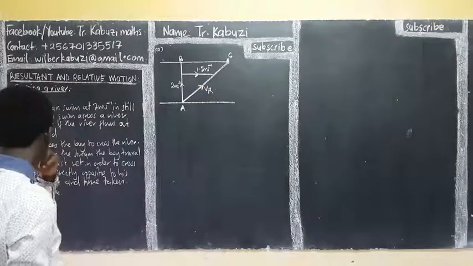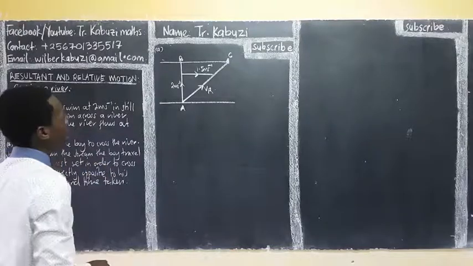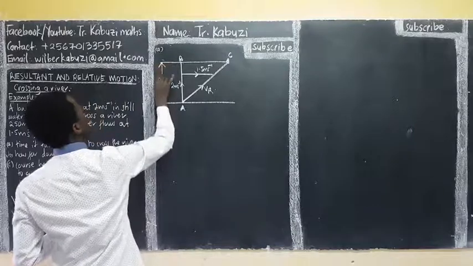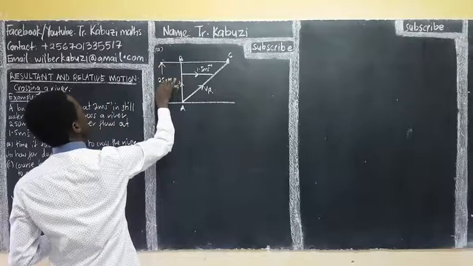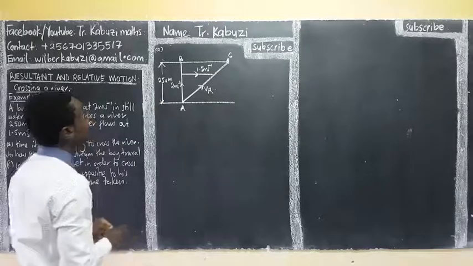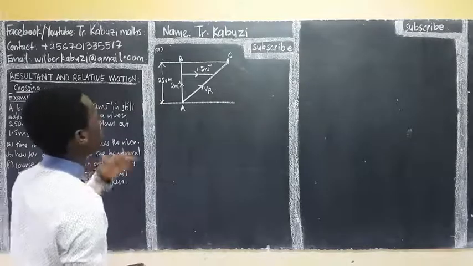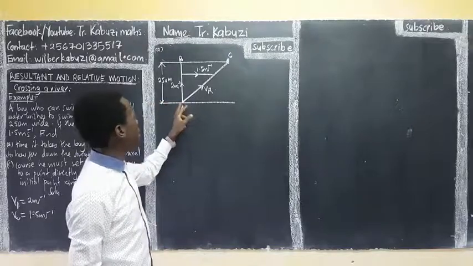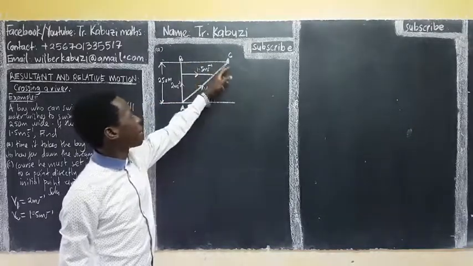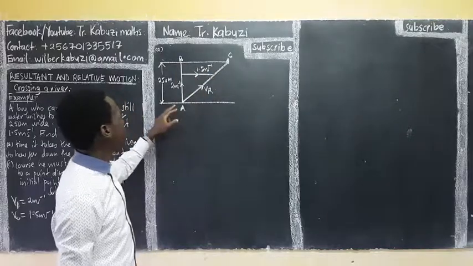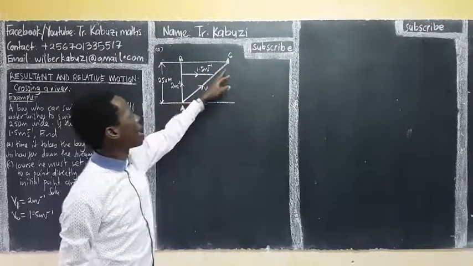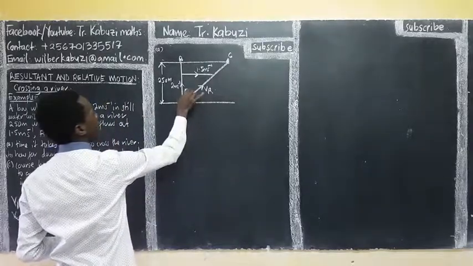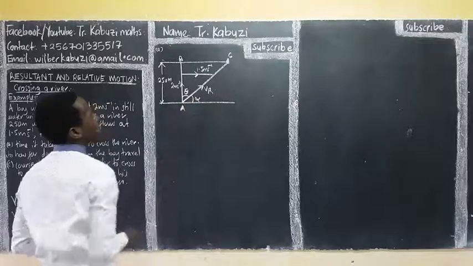They want us to get the time it takes the boy to cross the river. By the way, they are giving us the width of the river, which is 250 meters. So to get how far this boy will go, we need the distance from this point, and we also need this from here up to there. This is going to be our theta, and the opposite angle is alpha.